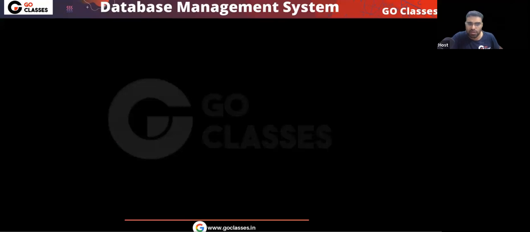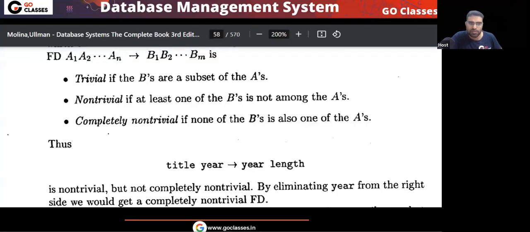Very simple point. Now let me tell you one more concept that is given in the Ullman book. This is not given in other books. Only in the Ullman book this is given. That is something called completely non-trivial. This is just a definition, nothing else. This is not given in Navathe. This is not given in Korth. This is not given in, I can say, Raghurama Krishnan. But this is only given in Ullman.